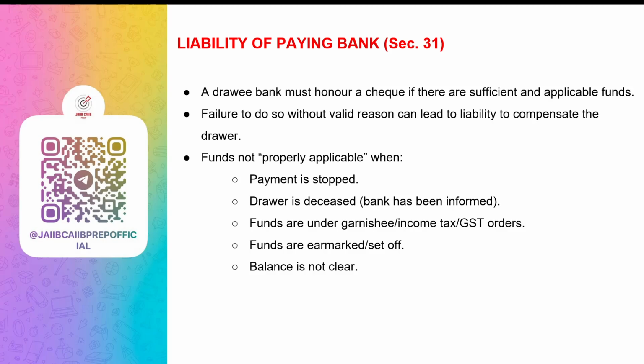Liability of paying bank. According to section 31, a bank must honor a check if there is enough balance in the account and there is no reason to stop the payment. If the bank refuses without valid reason, it must compensate the customer. However, even if there is money, payment may not be allowed if the fund is not properly applicable. So what do we understand by properly applicable? For example, there are stop payment instructions, or the drawer is deceased, or there is a garnishee order or attachment order, or the funds are earmarked for a specific purpose, or the balance is not clear. In that case, the funds are not properly applicable.